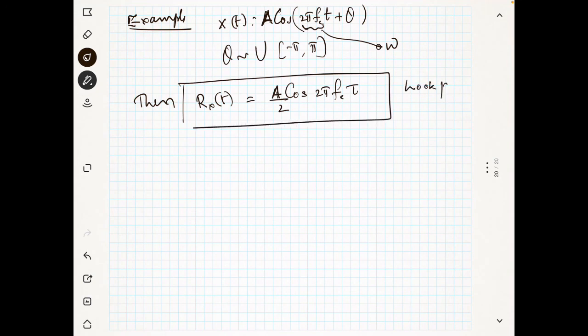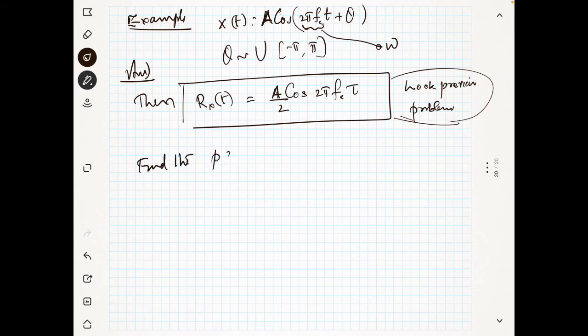So look at the previous problem for getting this. We have already solved this. Now we are going to find the power spectral density, that is Sxx of f. I think I have made a mistake here. It will be A squared, because x of t1 into x of t2 means A into A, so A squared. So it is nothing but the Fourier transform of A squared by 2 into cosine of 2 pi fc tau.